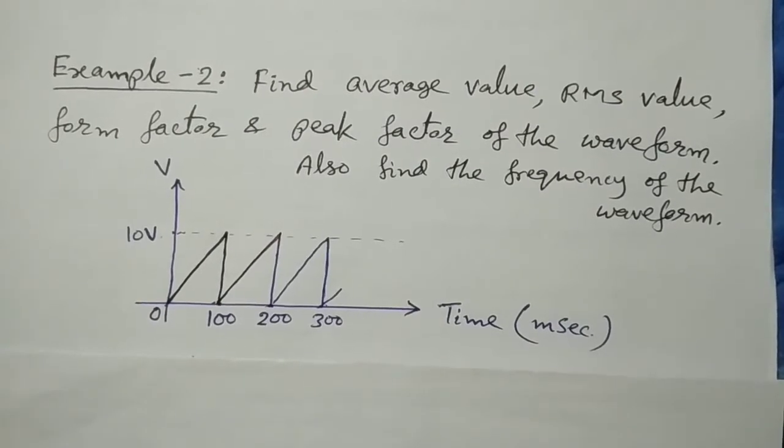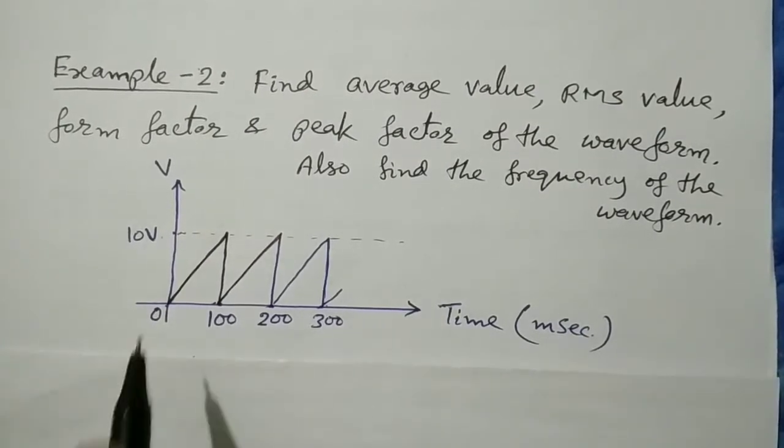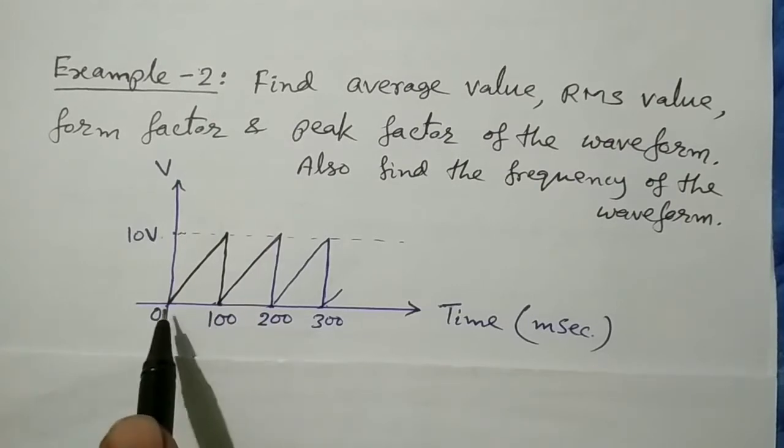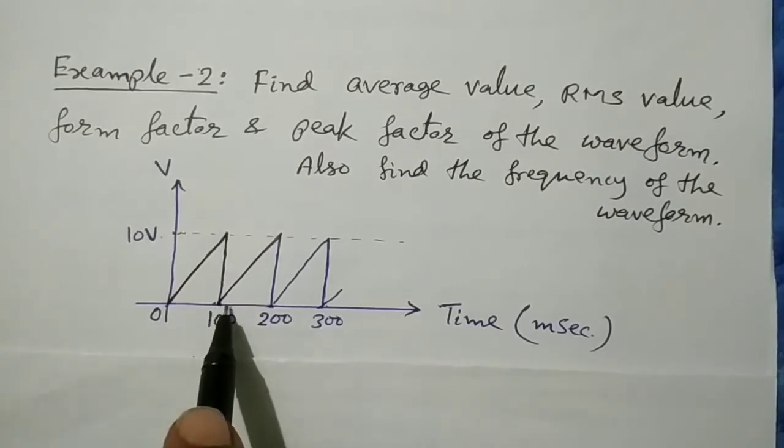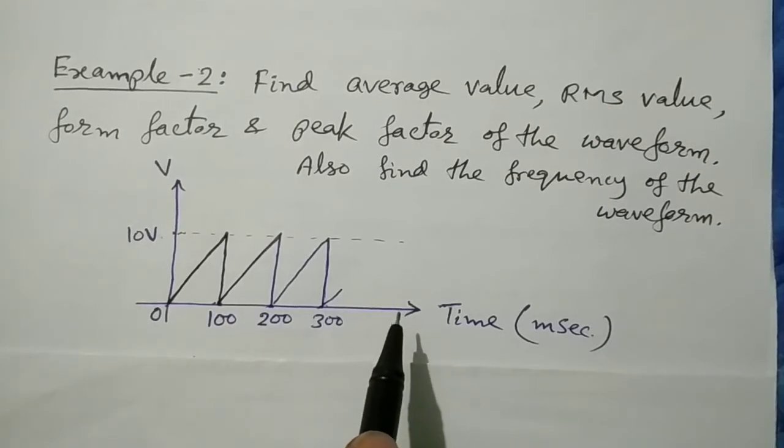So to find the average value and the RMS value, consider the part of the waveform between 0 to 100 millisecond, because this is symmetrical for the entire waveform.